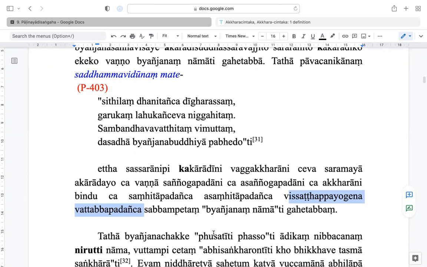For that word, it is a little bit difficult to understand the sense of Vaisata Bayogina Viddabba Padam. Okay. So literally, Viddabba means what should be recited, Padam means word. Vaisata means freed or loosened. Bayoga means effort.